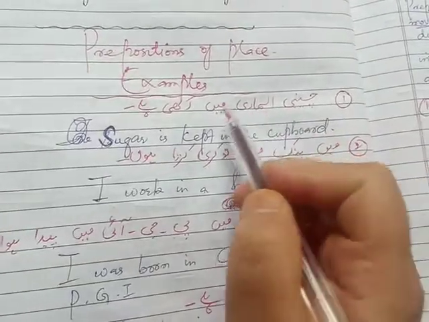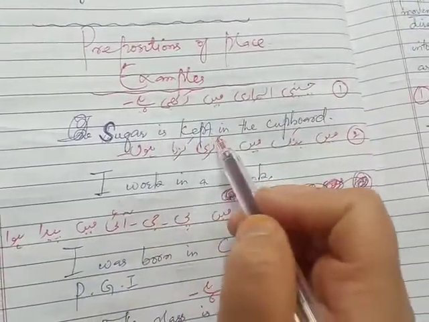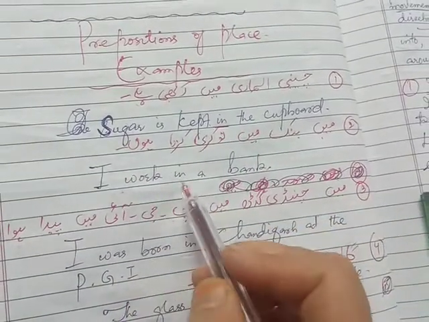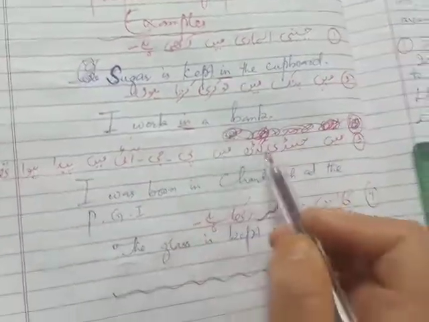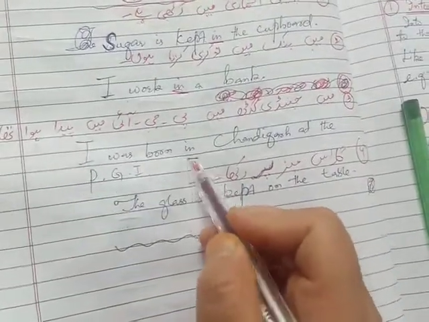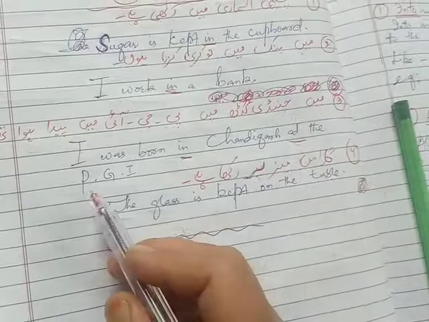Now I will give you some examples here. Sugar is kept in the cupboard. I work in a bank. I was born in Chandigarh at the PGI.